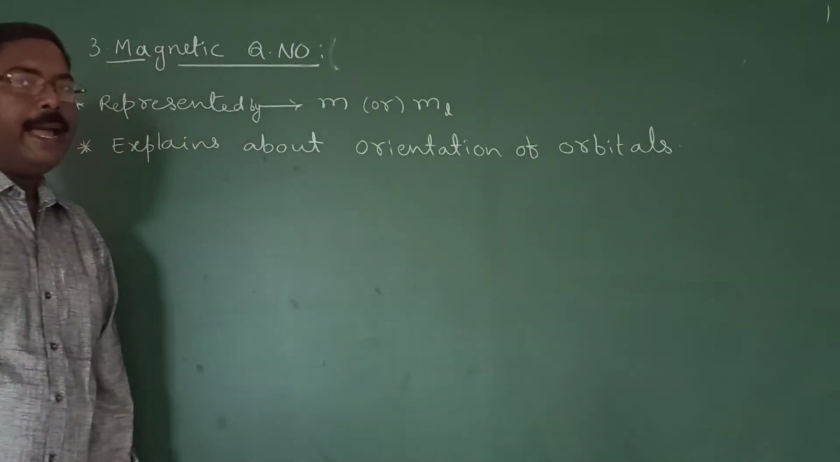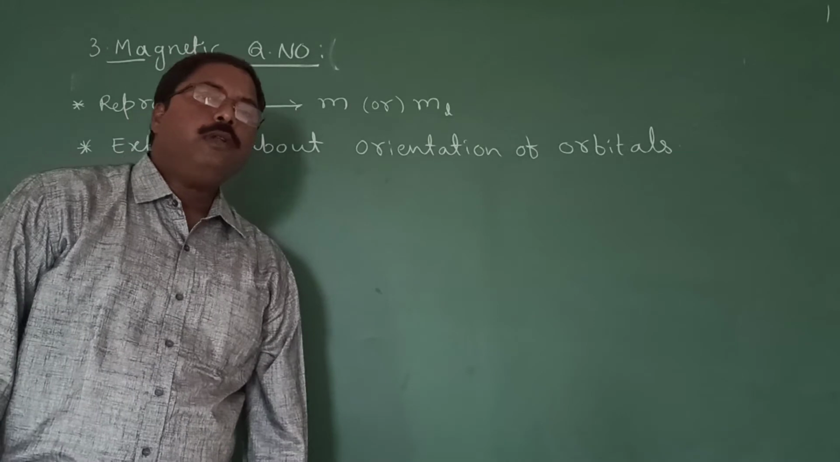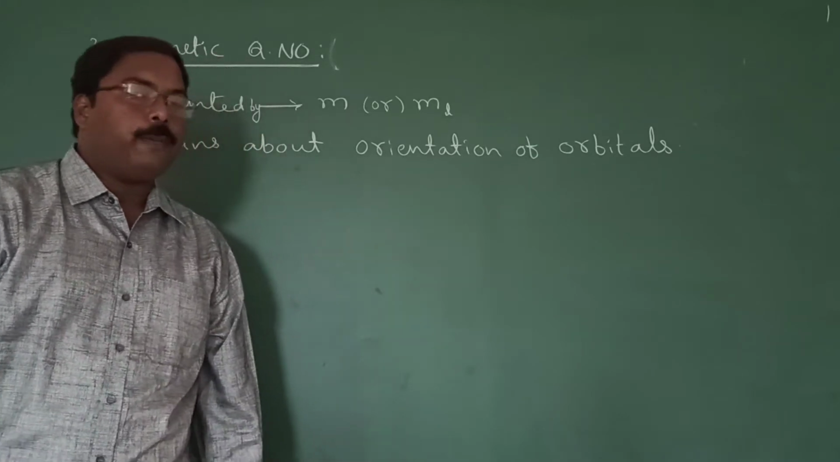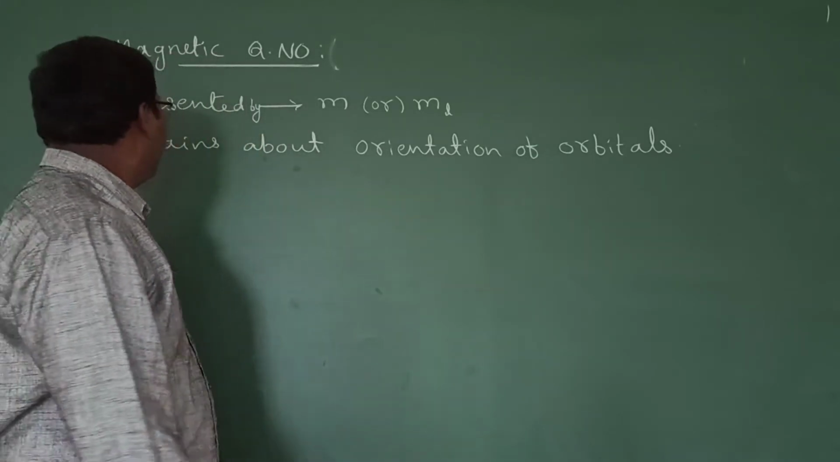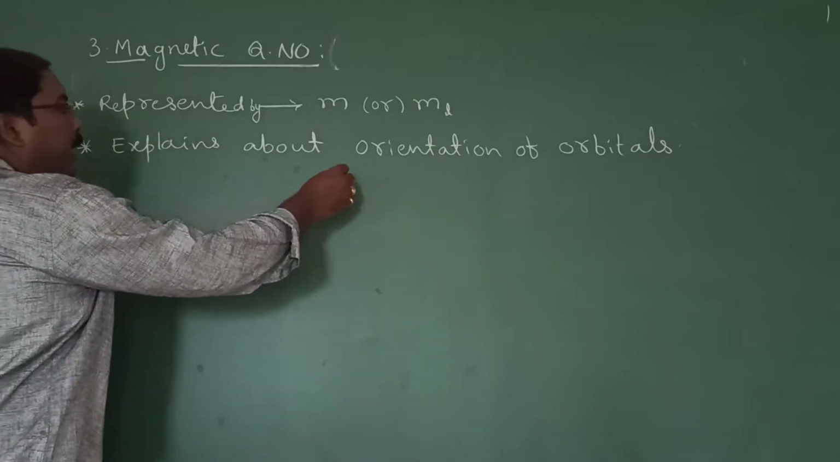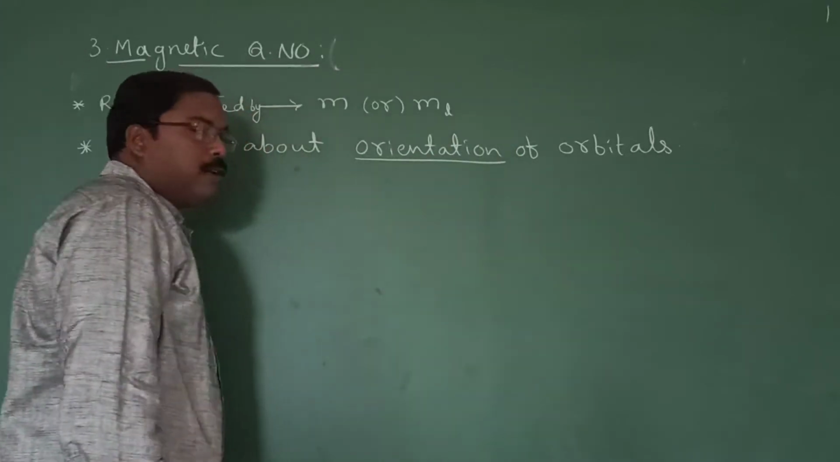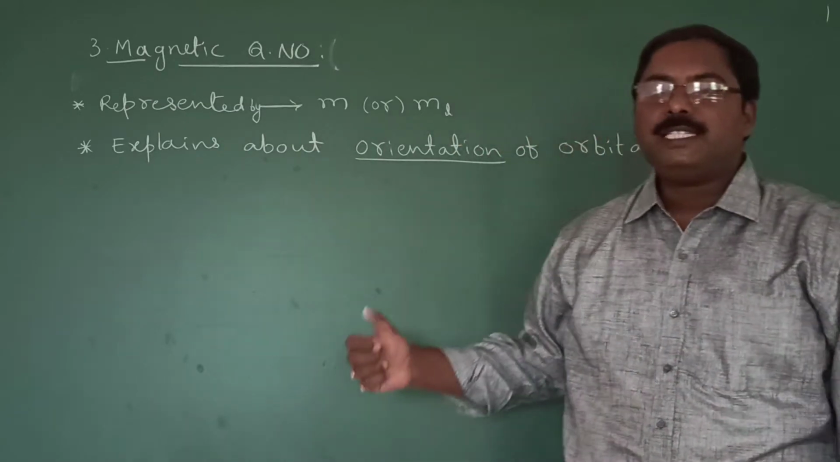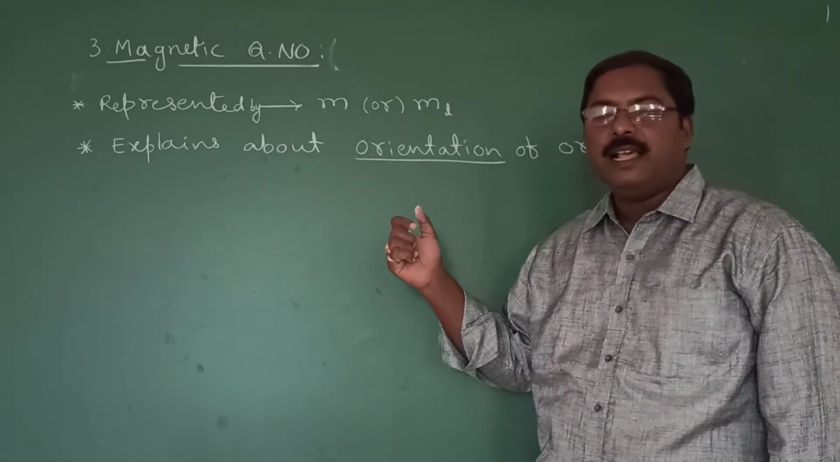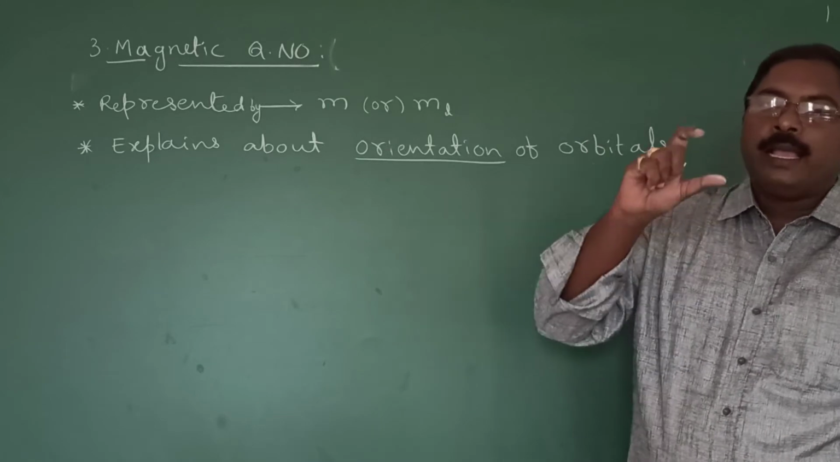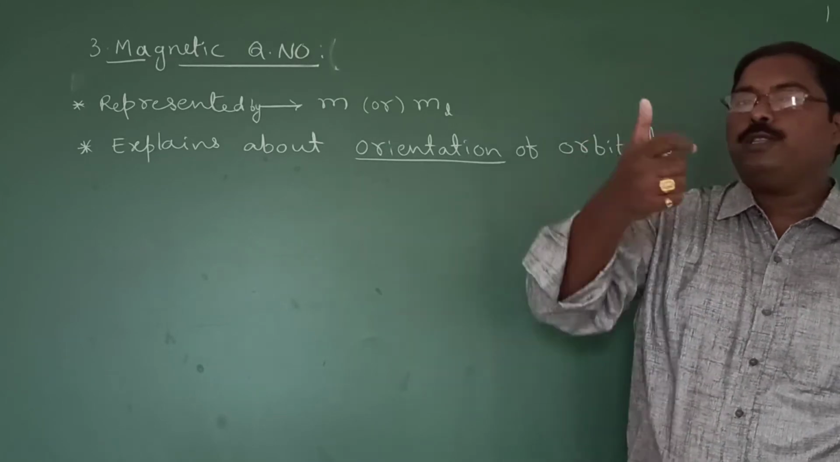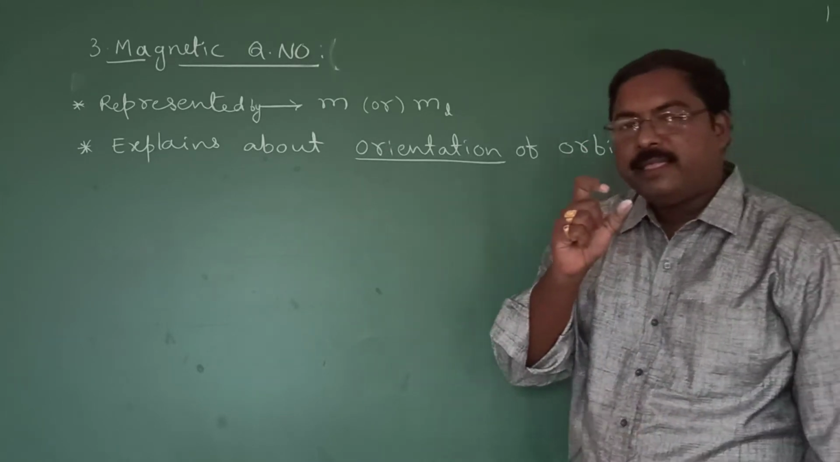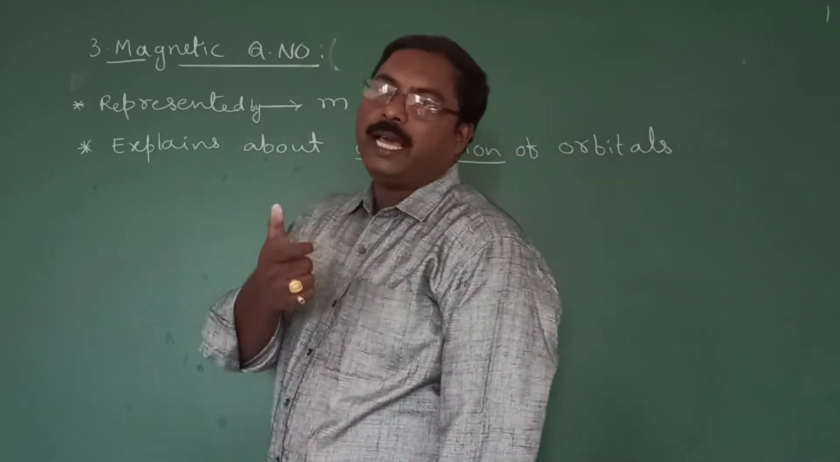Magnetic quantum number explains about the orientation of orbitals. Orientation means what? That is our first doubt. Size, shape, okay. But what is meant by this orientation? Orientation is nothing but the direction in which they are present, in a three-dimensional way.